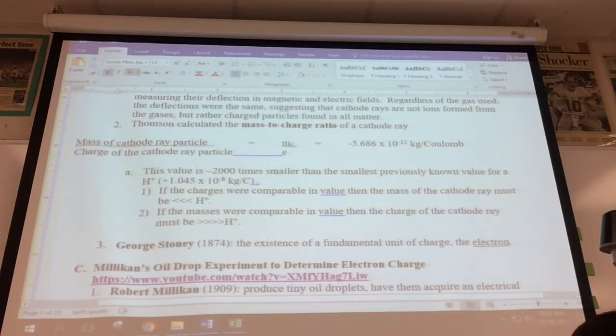Most importantly, that value that he found for the mass to charge ratio of those cathode rays is about 2,000 times smaller than what's known for a proton. That suggested a smaller entity than a proton, and that is a subatomic particle. So the electron is much smaller than a proton for mass to charge ratio.